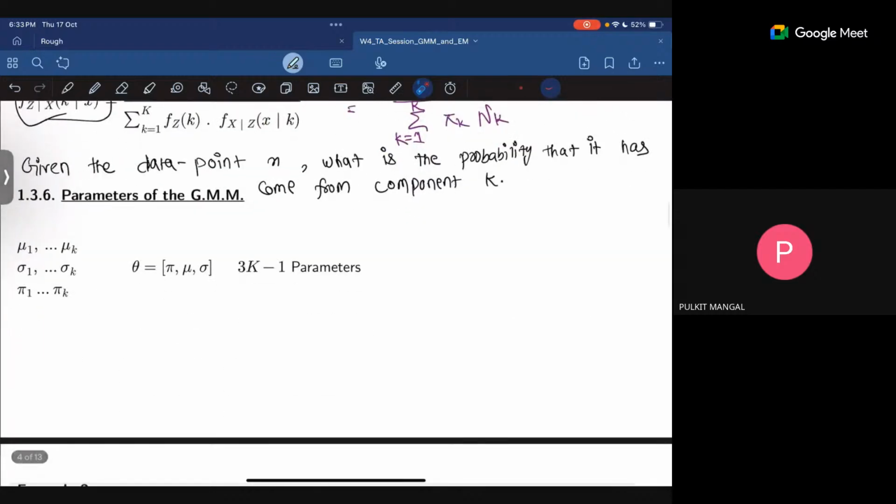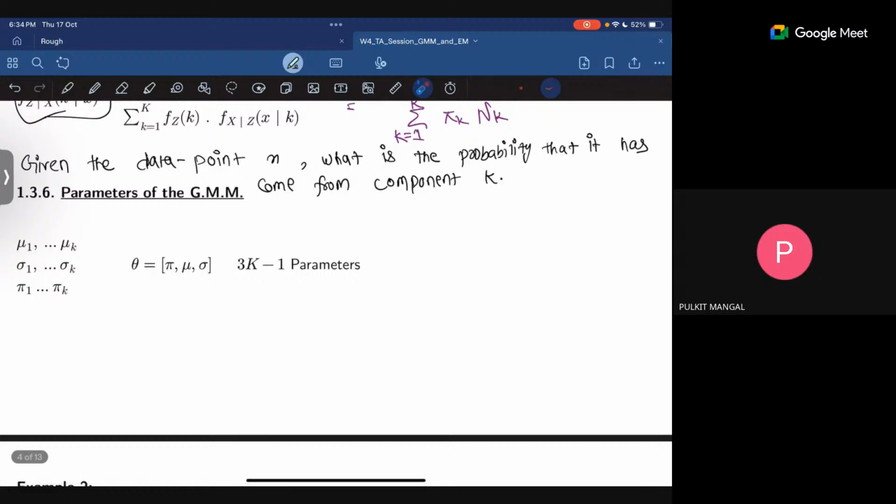So the parameters of the GMM, even though we have seen this already: as you have k components, for each component you will have these three. You will have the probability of selecting the component, and the mean and the variance of that component. So as you have k components and each component has three parameters associated with it, there would be 3k parameters. But why did I add minus 1 here? What is the reason for adding the minus 1?